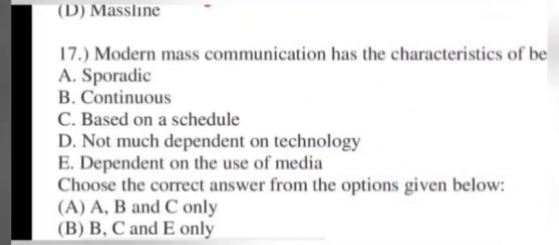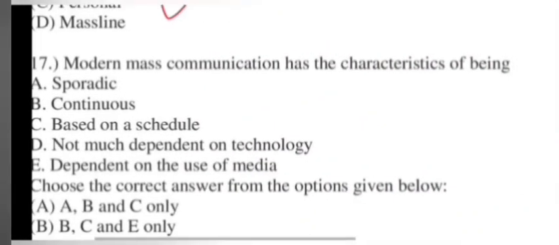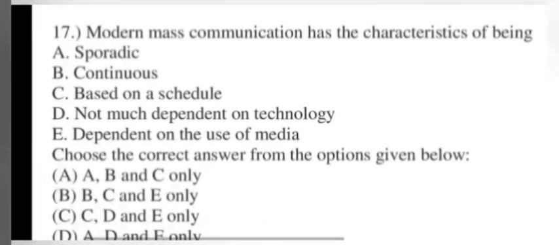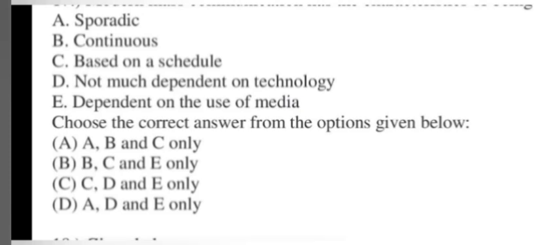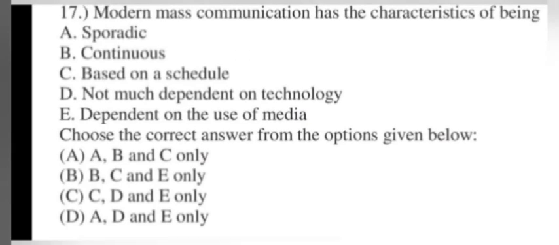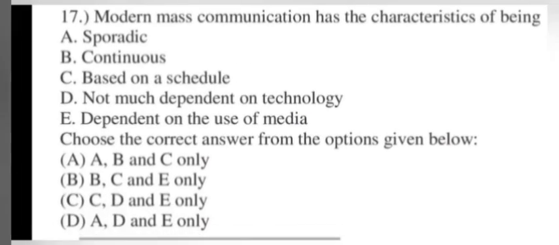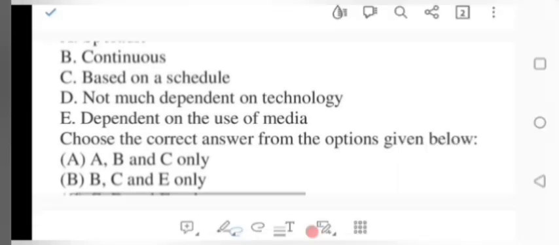Next, modern mass communication has the characteristics of being what? A, B, C, D, E: sporadic, continuous, based on a schedule, not much dependent on technology, dependent on the use of media. Choose the correct answer from the options given below: ABC, BCE, CDE, ADE. So it will be C, D, and E.